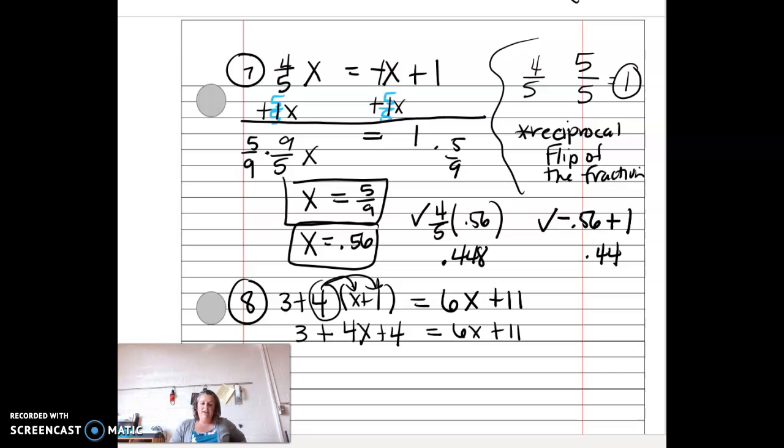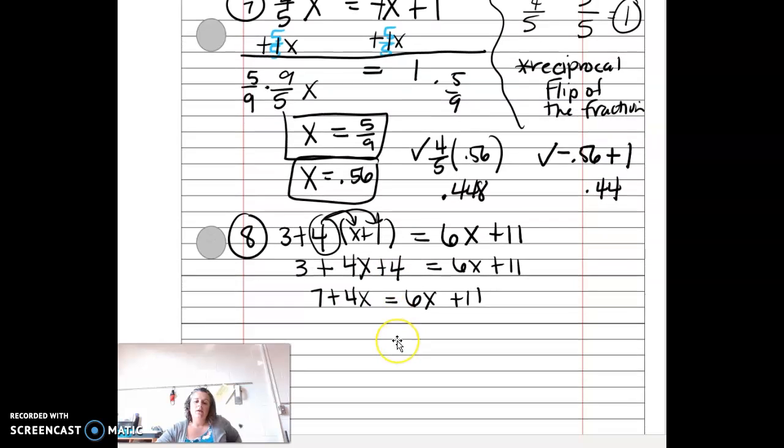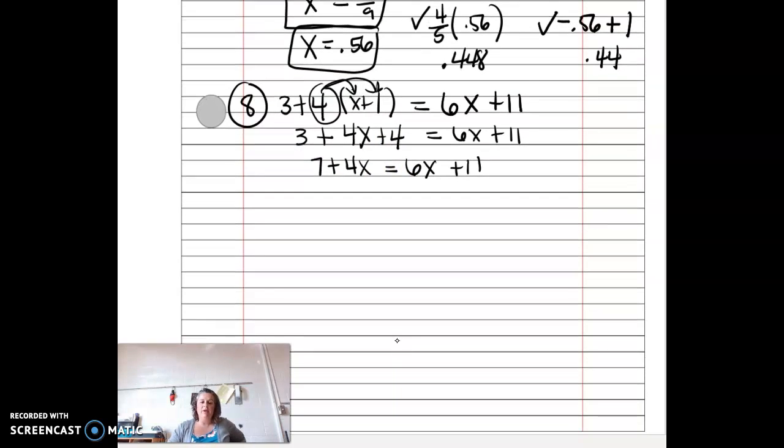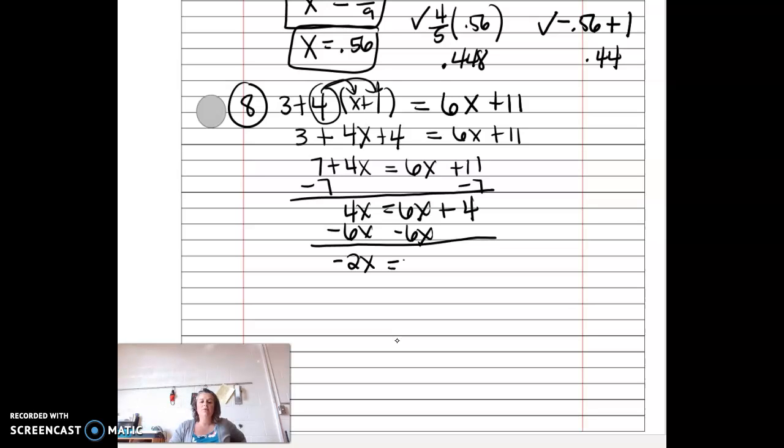Again, I'm looking at the left-hand side. I have 3 extra coins, 4 extra coins, so I have really 7 coins and 4 bags equals 6 bags and 11 coins. Right, and then I'm going to get rid of my coins. So I have 7 coins going away from both sides. So we have 4x equals 6x plus 4. We'll take away the 6 bags from both sides, leaving us with negative 2 bags equals 4.